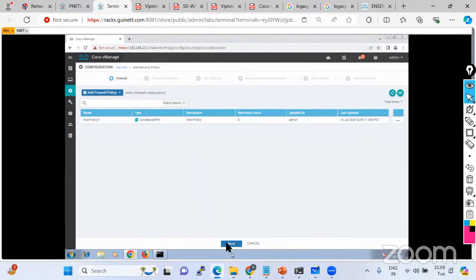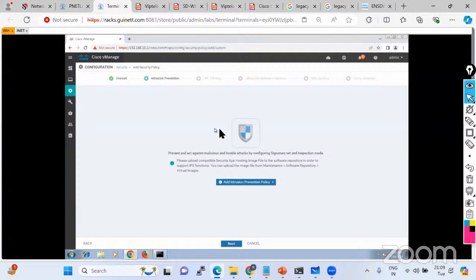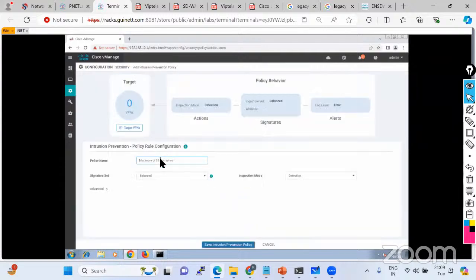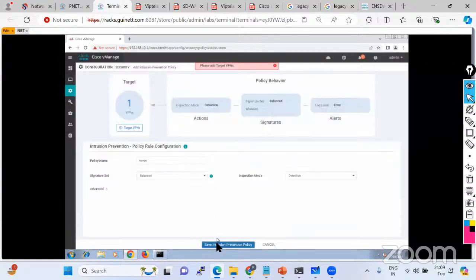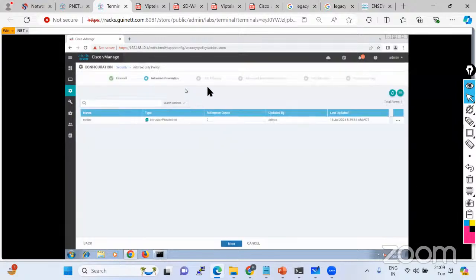Now we see IPS, intrusion prevention system. So you can create the IPS also. See, intrusion prevention policy. So let me put some name here. I'm just putting some dummy things. And for the target VPN, I can use VPN 10, right? Let me go here. Now you're done.